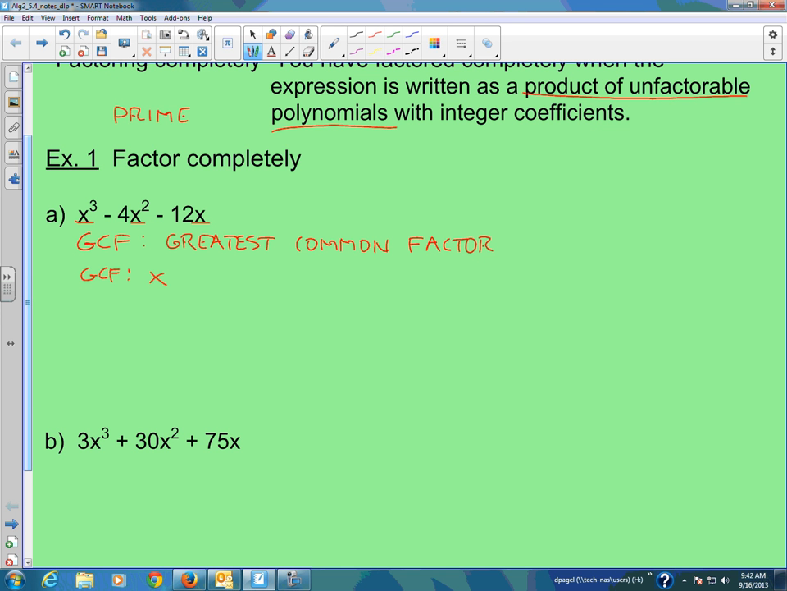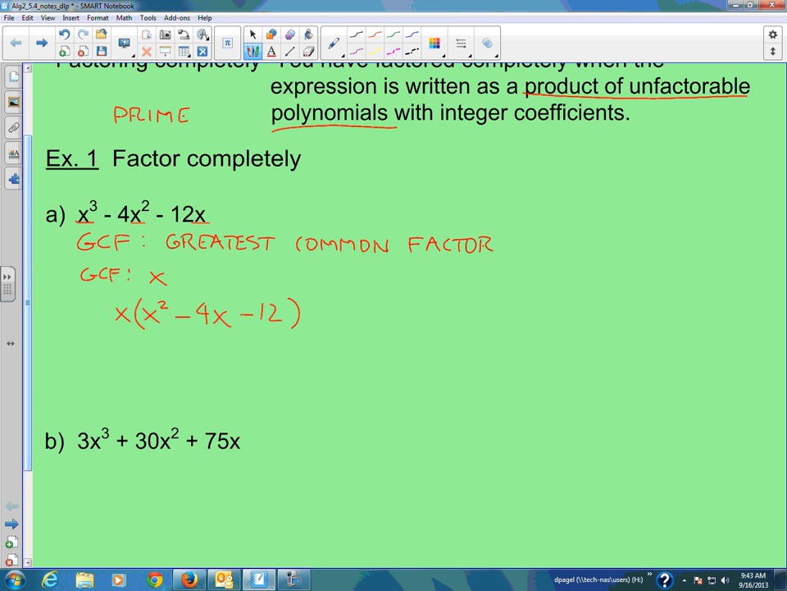Now what do we do with the GCFs? The GCFs are those pieces that pop out in front of what's going to be left over inside of our grouping symbol. So an x is going to come out from each of those. And then now what we determine is left over is to simply take our original polynomial expression, divide by this GCF. So x cubed divided by an x, we have an x squared left over. A minus 4x squared divided by an x is a negative 4x. And a negative 12x divided by an x is a negative 12.